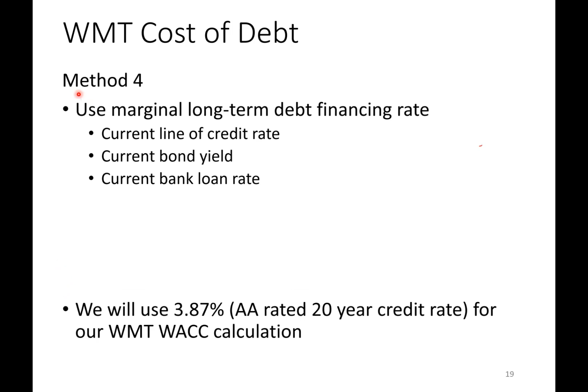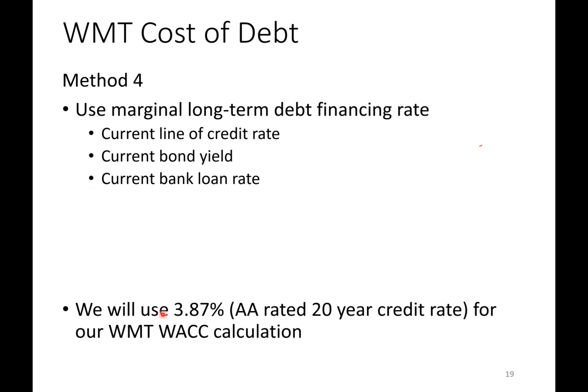The last way is just to use the marginal financing for a firm. So you just know that the firm has a current line of credit at, say, 3 or 4%, or the last long-term bond they issued had, say, 3 or 4%, or the current bank loan that was just approved was 3.3 or 4%. So you could just use the marginal financing.